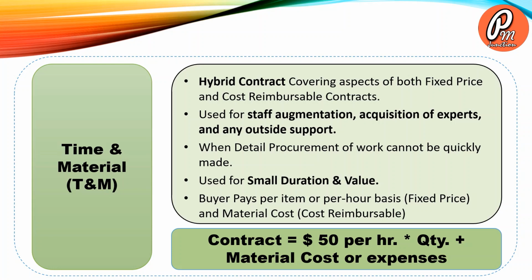The last type of contract is time and material contract. It is a hybrid contract covering aspects of both fixed price and cost reimbursable contracts. It is used for staff augmentation, acquisition of experts, and any outside support. It is used when detailed procurement of work cannot be quickly made, and the project duration is small and the value is also small. Buyer pays on a per item or per hour basis plus material cost. The contract value is equal to per hour rate times quantity plus material cost or expenses.